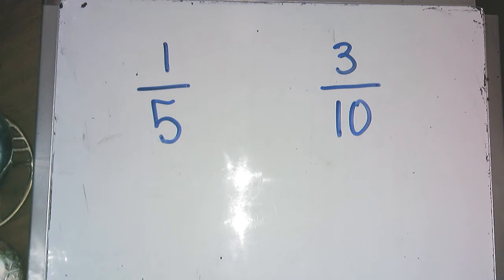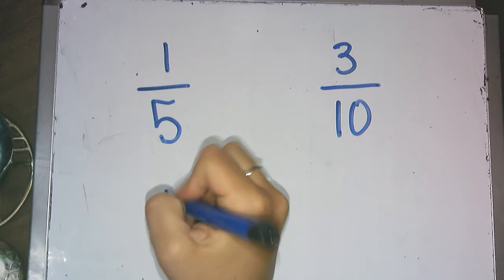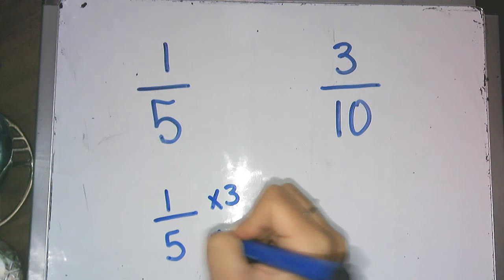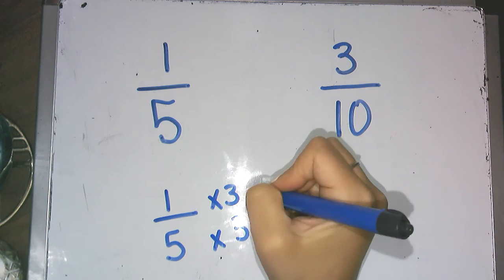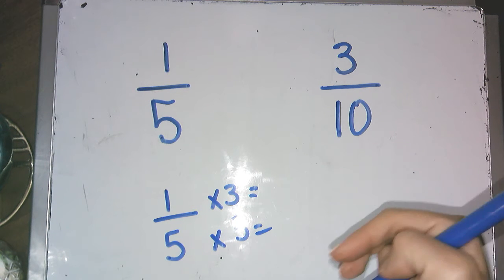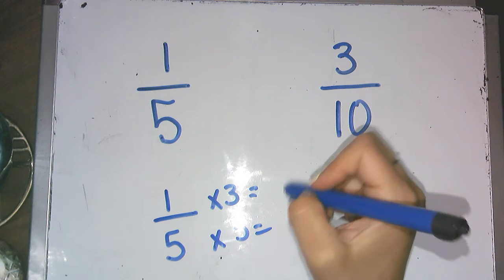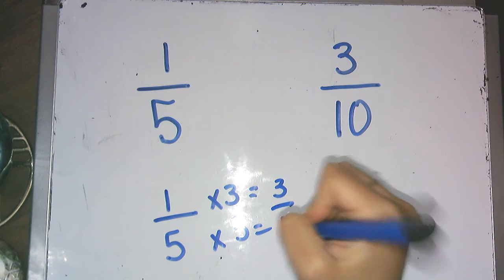And we learned earlier in the week that we could multiply fractions. So I could multiply 1/5 times 3. And if I multiply both the numerator and denominator, I get another fraction that's equivalent or equal to that. So 1/5 is equivalent to 3/15.